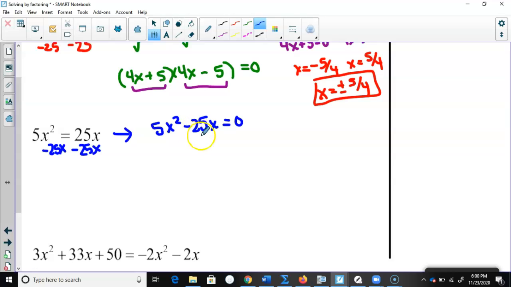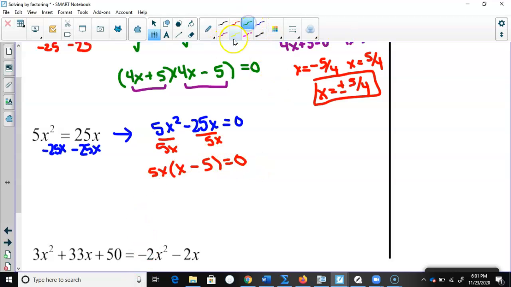Now, these are two terms that are being subtracted, but it is not a difference of perfect squares. What can we do? Well, we can look for a GCF. You always want to look for a GCF first when you're looking at things to see if you can factor anything out. I have 5x squared and I have -25x. The GCF of this is going to be 5x. I'm going to factor that out. I have 5x times x, since 5x squared divided by 5x is x, minus 5. And I set that equal to 0.